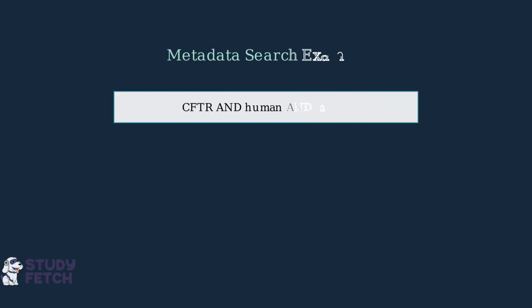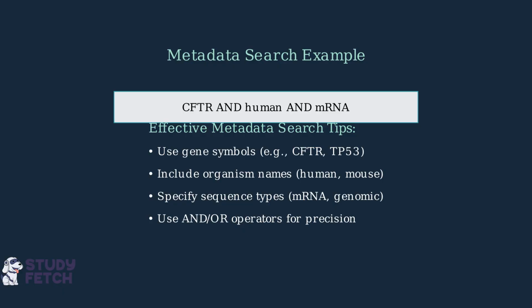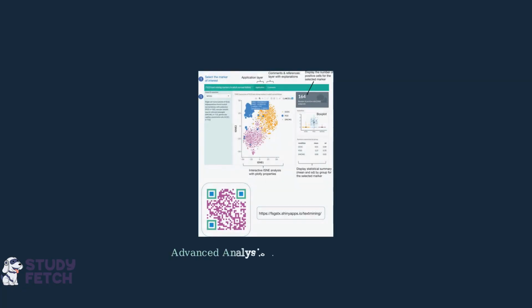Now let's see how metadata searches provide more flexibility. Metadata searches allow you to find sequences using biological information rather than specific identifiers. You can combine gene names, organisms, and sequence types to narrow your search results. Here's an example of the advanced analysis capabilities available through NCBI interfaces. This shows a tissue-specific analysis interface that demonstrates the sophisticated tools available for sequence analysis.